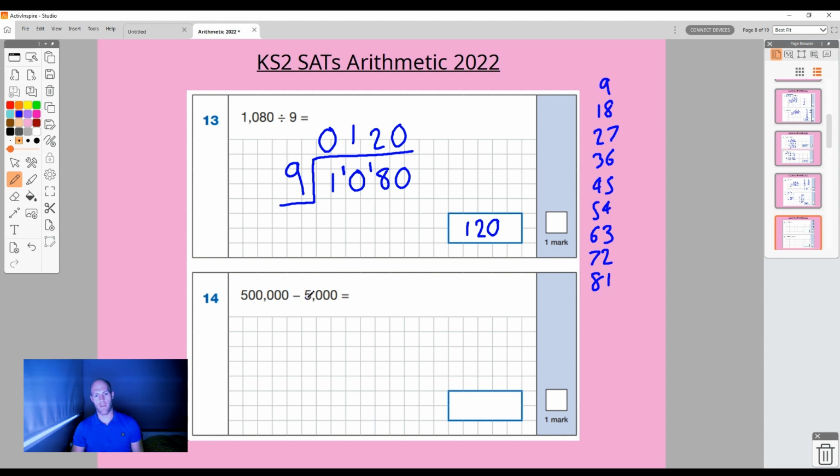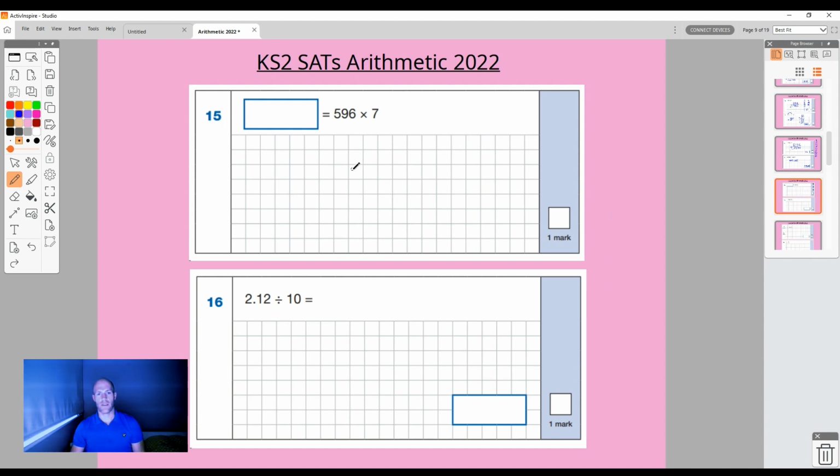500,000 take away 5,000. Well, if I ignore those thousands, that just makes 500 take away 5. Put the thousands back on. And I've got 495,000. We could do it in a column subtraction if you wanted to, but we can get rid of the thousands and then add them back at the end. 495,000. Doesn't matter whether you put the comma or not.